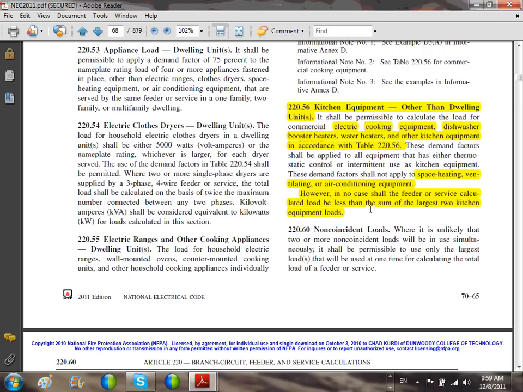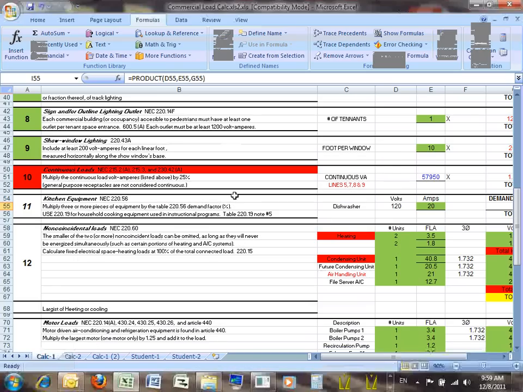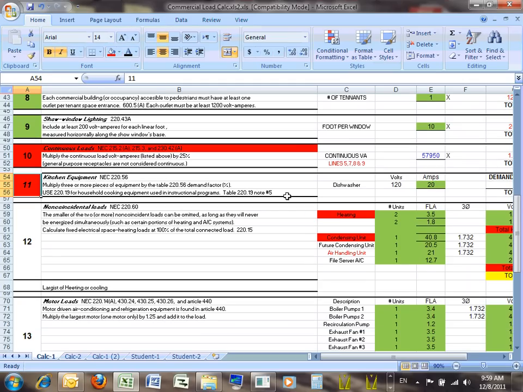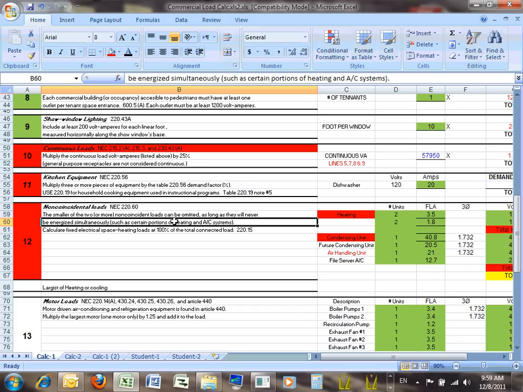Any questions about 220.56? Very important article, section. Okay, so if you're there, this is line 10. Now line 11. I'm going to highlight 11. I have only a dishwasher in the building, so leave it alone. Now we're going to go to 12. 12 is non-coincidental loads. You guys remember how if things are highly unlikely to run at the same time, what did we say? You can choose the largest non-coincidental load.